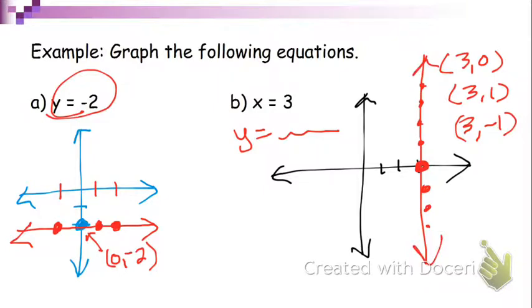Okay, so if it helps you, you could still make a table for these. You know, you could make a table like that. X always has to be 3 though, for our example here. And then you can just choose whatever you want for y. It doesn't really matter. But x always has to be 3. So you could still do these with tables.